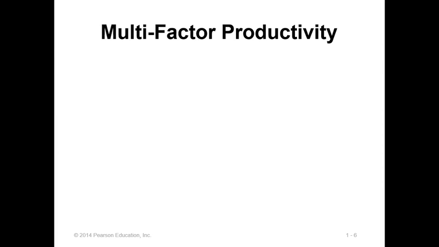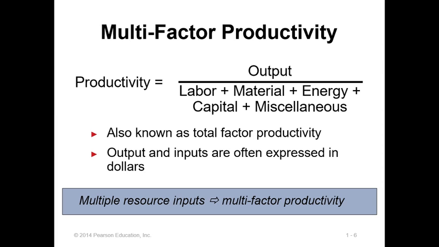But when we need to do multi-factor productivity, you notice that we have an output on top, which is always what we are producing, in this case the number of cakes we are making. We divide by the labor plus the material plus the energy, the capital, and miscellaneous. In this case, we mean all the things that you are going to use. But now, they say that the output and input are often expressed in dollars. What we mean is that labor, most of the time, has its own unit. It can be labor hour.